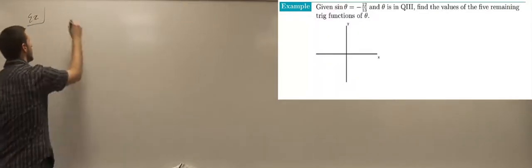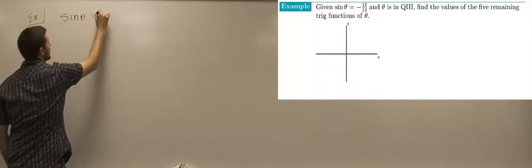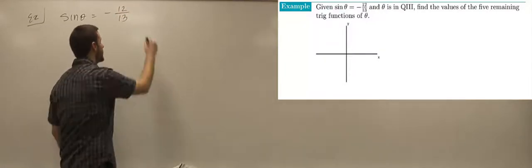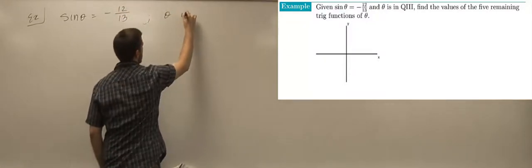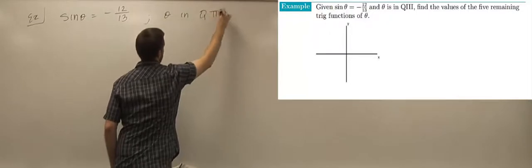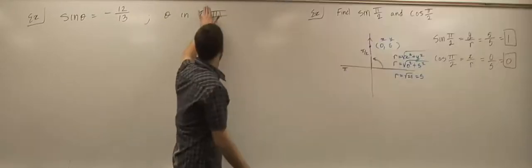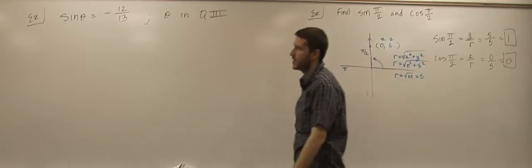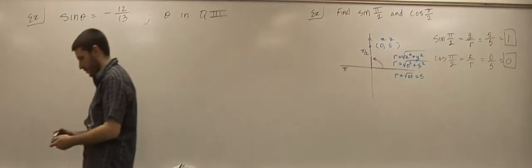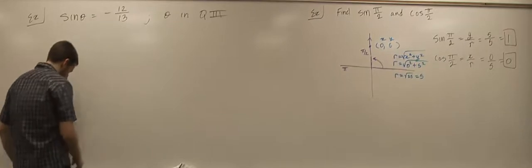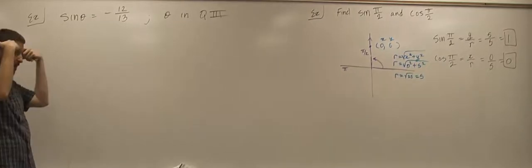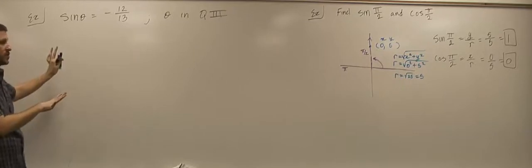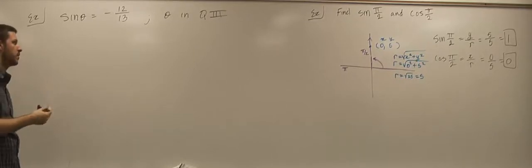Sine of theta is negative 12 over 13, and theta is in quadrant 3. The question says find the values of the 5 remaining trig functions of theta. In my head, what's going on is I need a picture. If I could just get a picture for this, it'd be easy. So that's what I'm going to do.